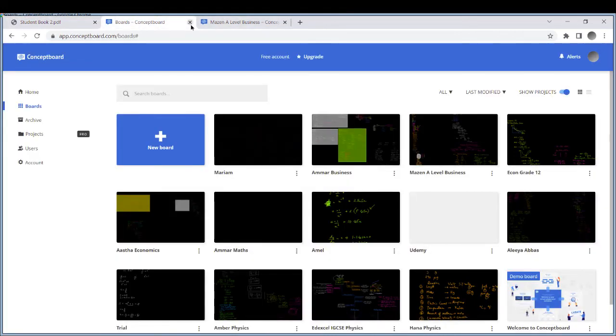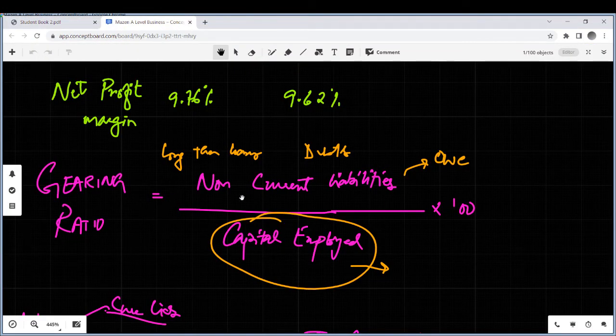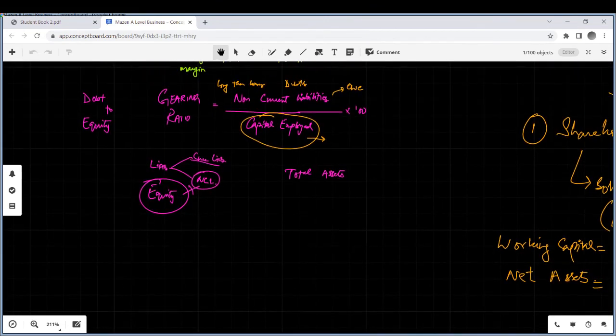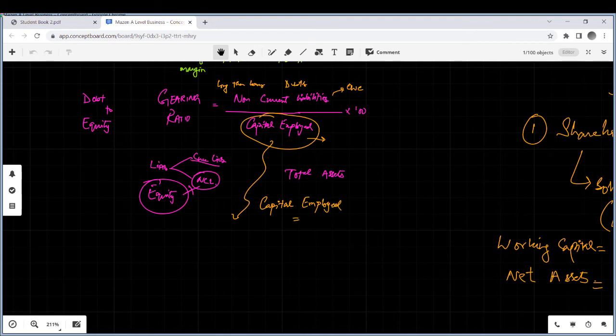One more thing. The gearing ratio that we have is equal to non-current liabilities over capital employed. Let me write it down here again, or over here I'll do the explanation. And what is capital employed equal to? Equity plus non-current liabilities.